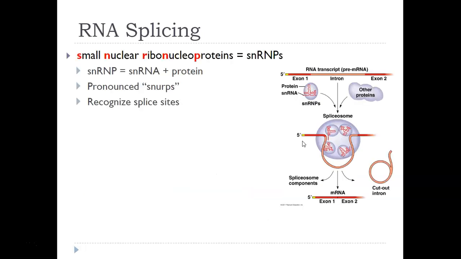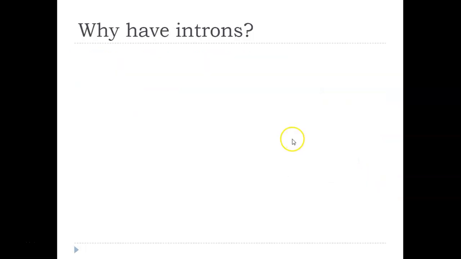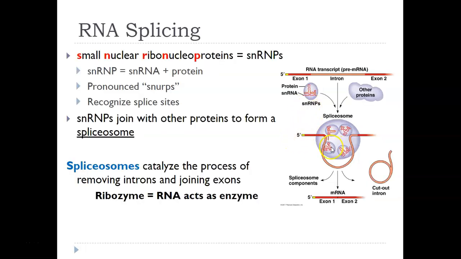Here you can kind of see what is happening in that splicing event. It occurs in what we call a spliceosome. This is where the small nuclear RNAs come in. They're called SNRPs. And as long as you know that they just cut out introns, I think you're fine.